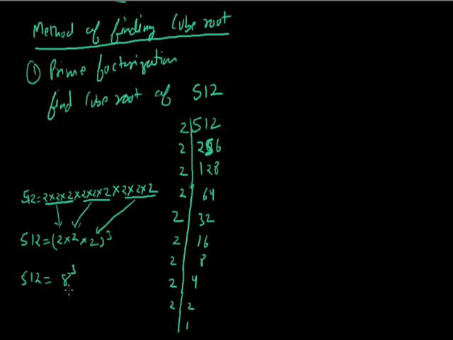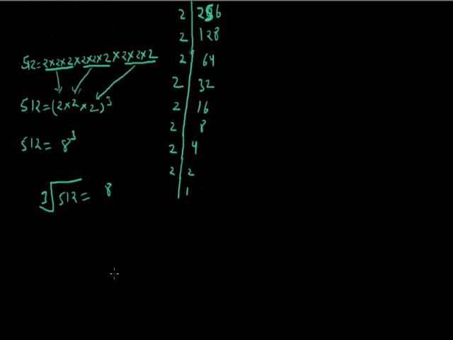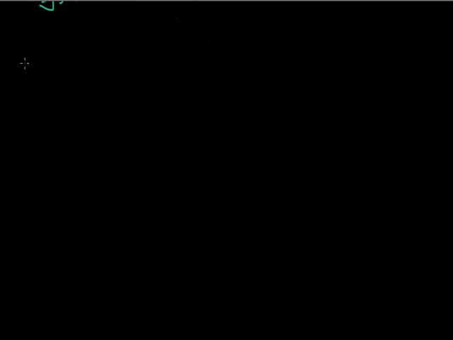So we simply write: the cube root of 512 is 8. In this way we can find the cube root of any number by the prime factorization method. Now we see the next method of finding the cube root. This method is known as the cube root by pattern method.